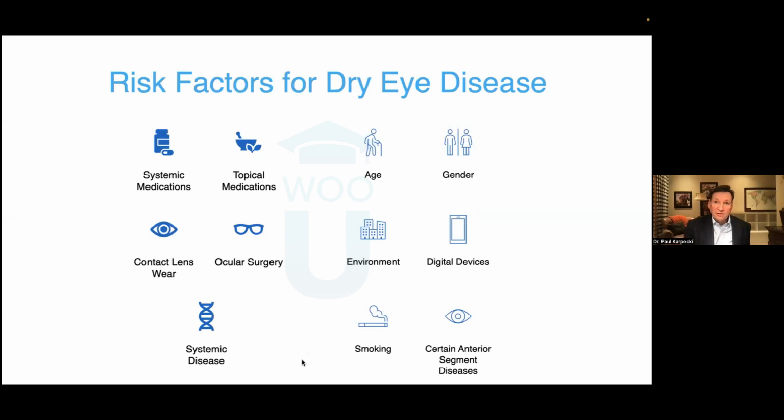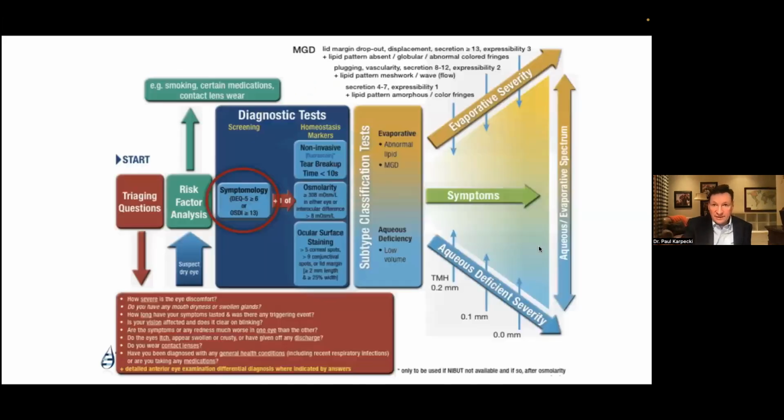The environment, if you live in Arizona or Colorado or in the deserts, you're going to get a lot more dry eye than you are going to get if you're in a very moist area like typical Seattle. Lately, it's been dry there too. Digital device use, smoking, anterior segment diseases. In fact, Demodex blepharitis is a common dry eye association. So if you see that, you can almost count on there being some level of MGD in most patients.